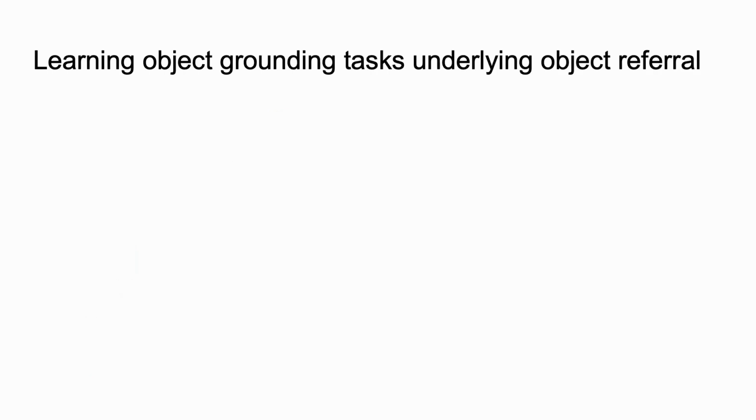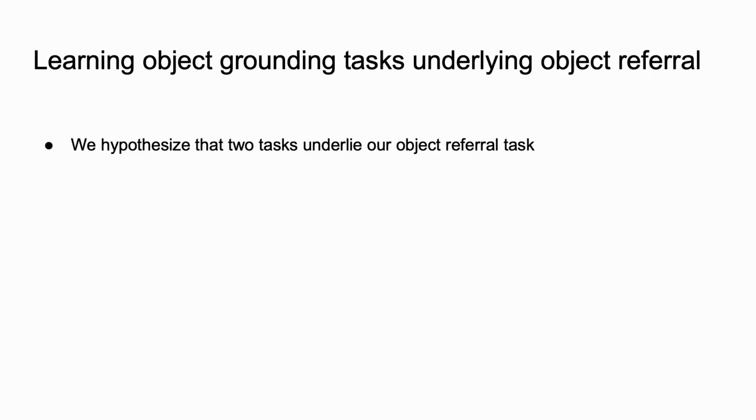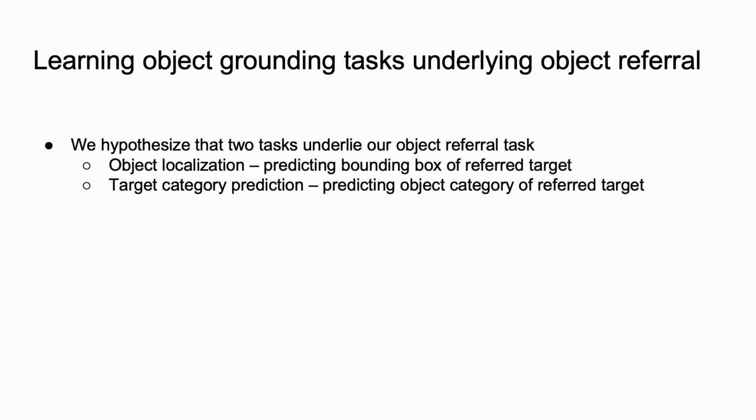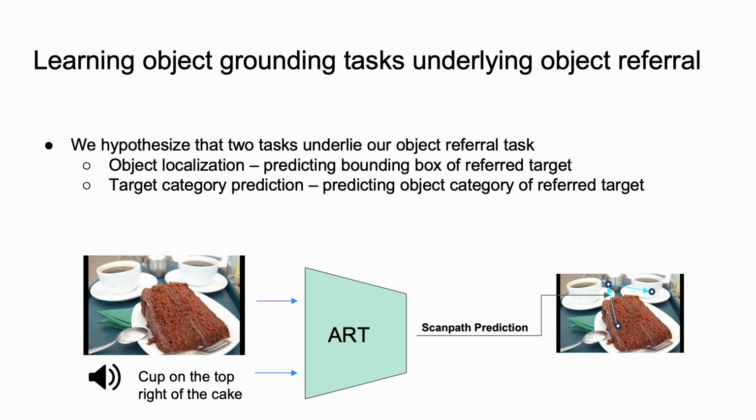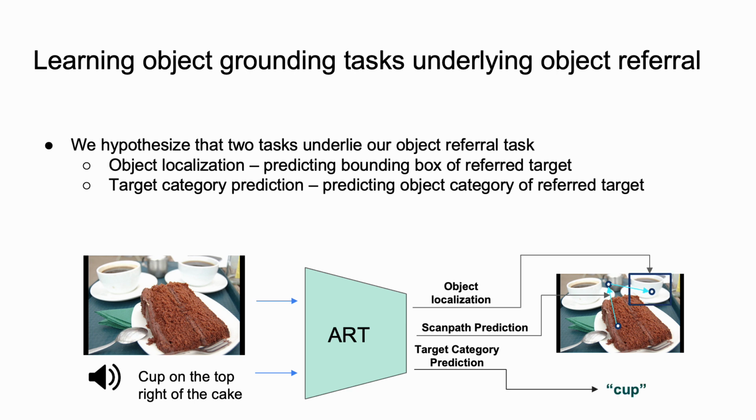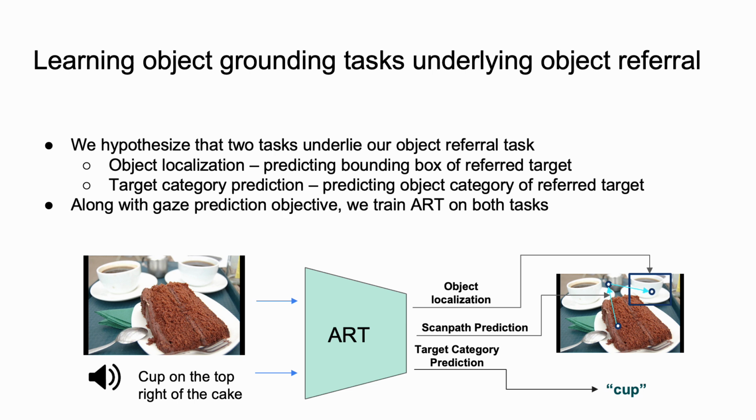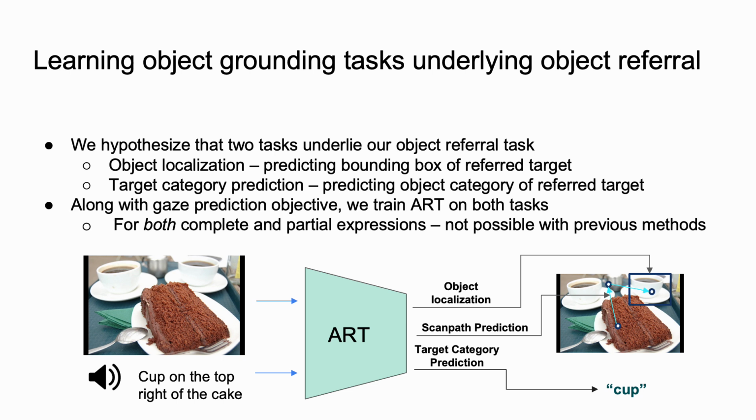We hypothesize that two processes underlie our incremental object referral task: object localization and target category prediction. For an image and referring expression input to ART for predicting scan paths, we expect it to benefit from learning object localization and target category prediction. So we train ART on both of these tasks along with the scan path prediction objective. And we do this for both complete and partial expressions, something that is not supported by previous methods.